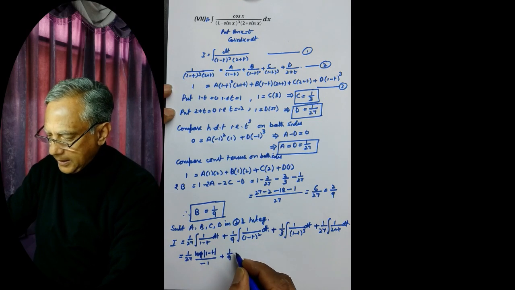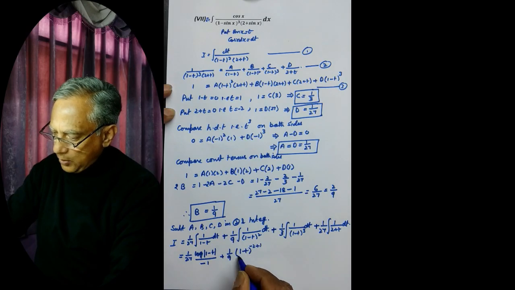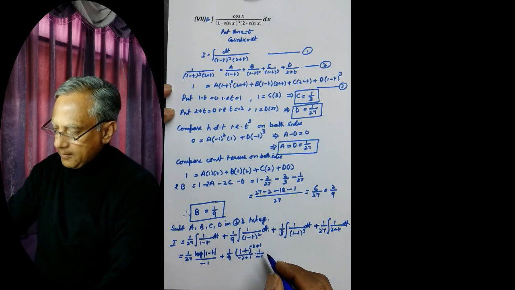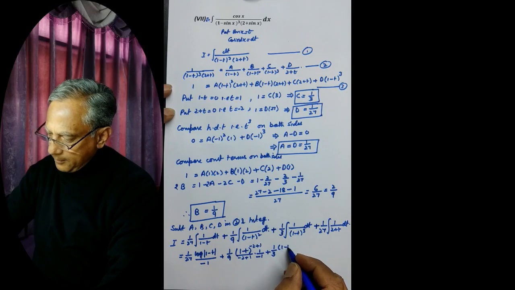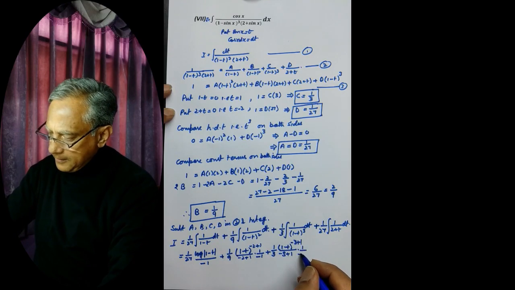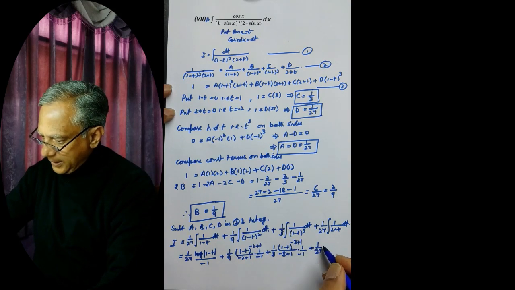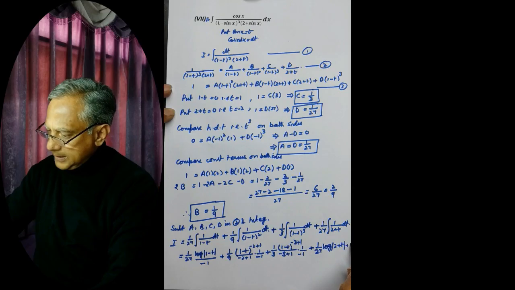Plus 1 by 9 into 1 minus t to the power of minus 2 plus 1 over minus 2 plus 1, into the coefficient of t, which is minus 1. So we must divide by minus 1. Plus 1 by 3 into 1 minus t whole to the power of minus 3 plus 1 over minus 3 plus 1. And the coefficient of t is minus 1, so we must divide by minus 1. Plus 1 by 27 log of 2 plus t plus c.